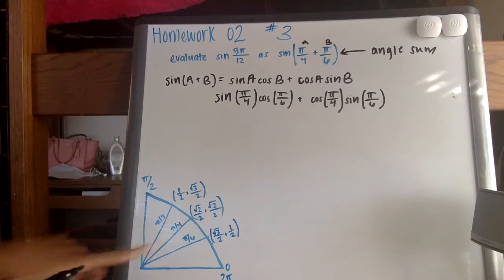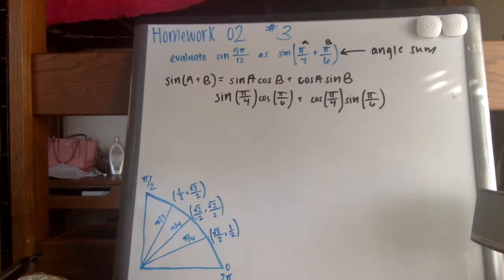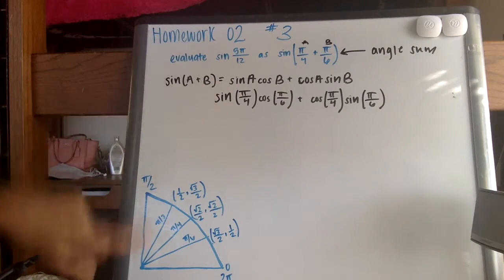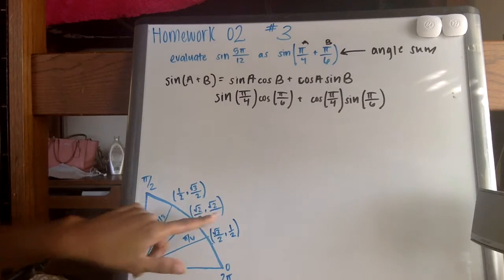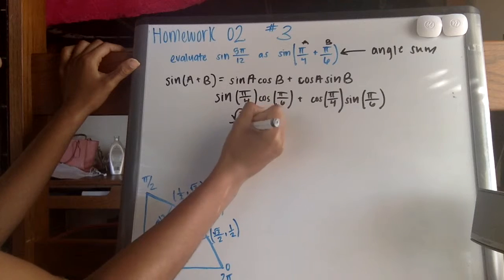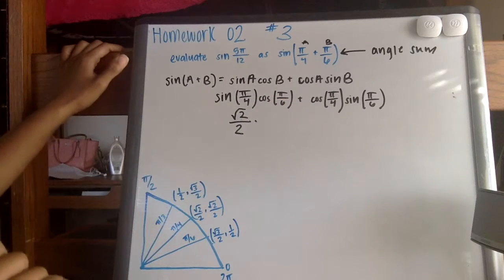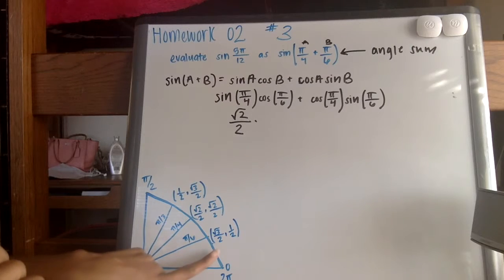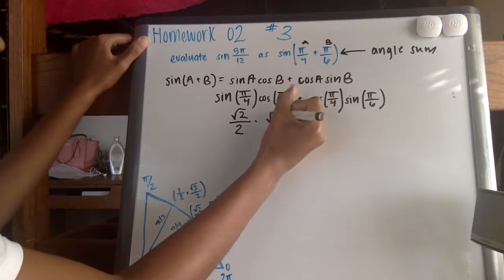Okay, and we know from our unit circle that sine is y and cosine is x. So sine, we're going to look at the y value of pi over 4, which is the middle line, and that's root 2 over 2. And we're going to multiply that by our cosine pi over 6. Cosine is x, and pi over 6 is here, so that's root 3 over 2.